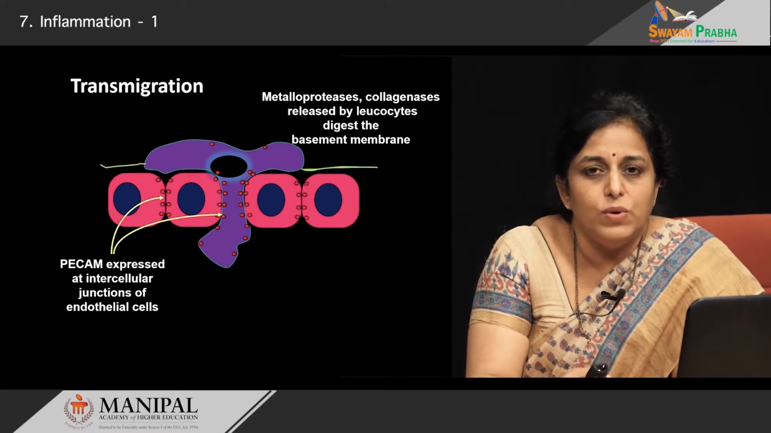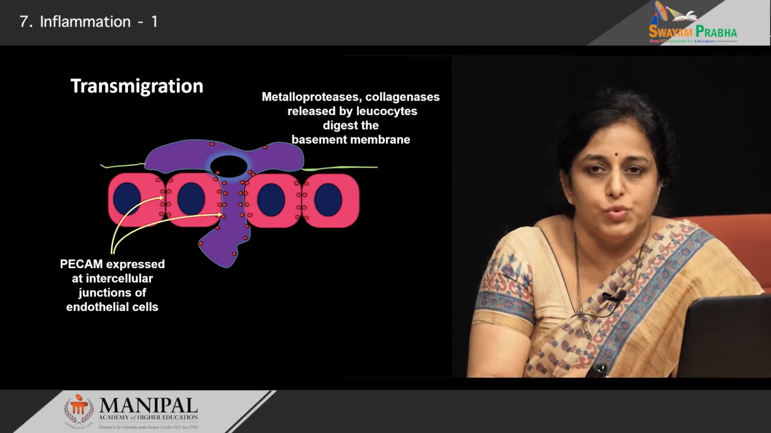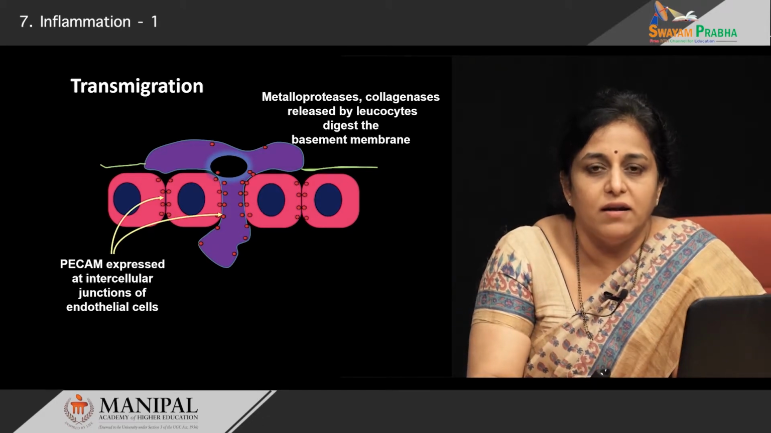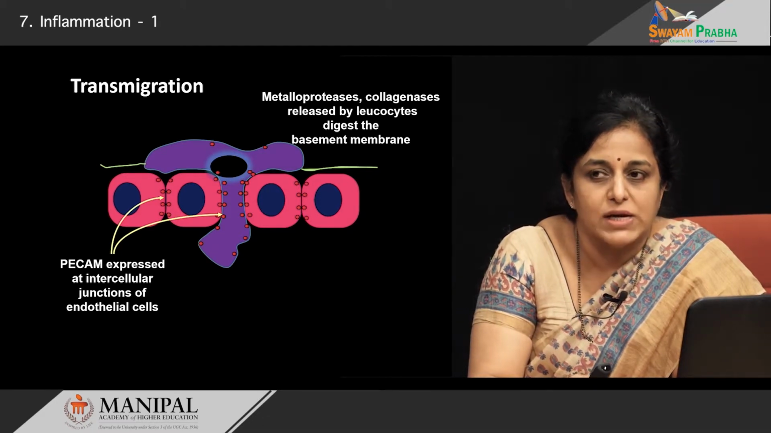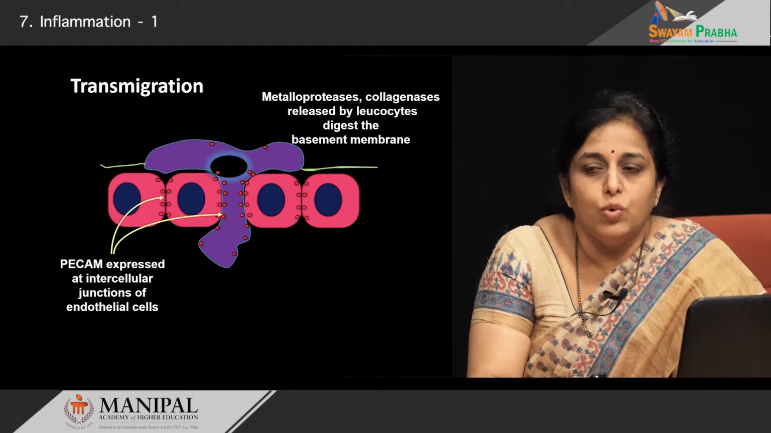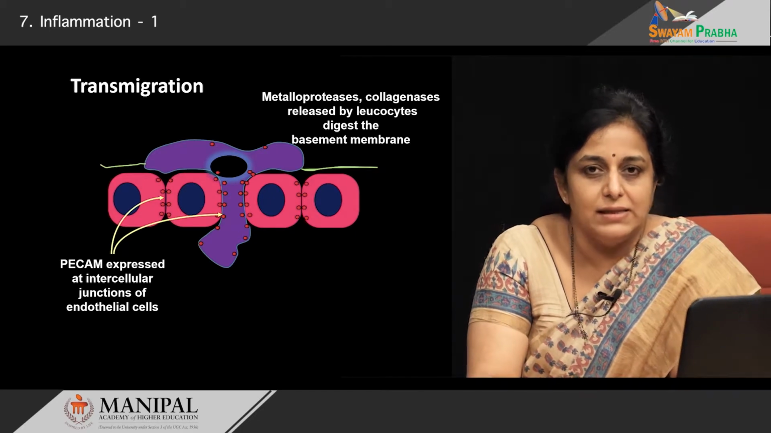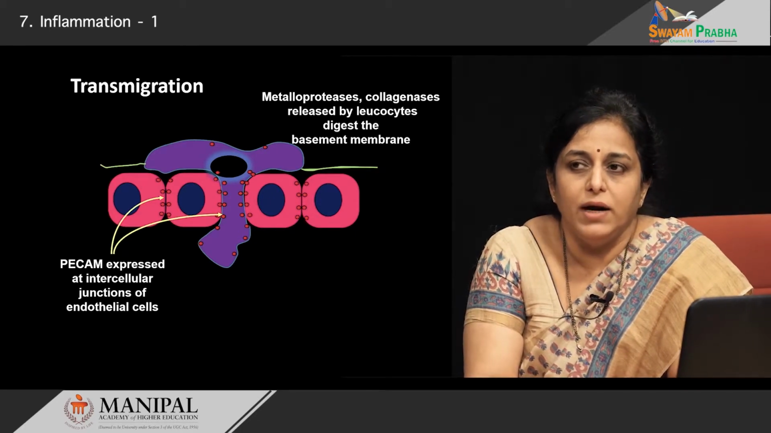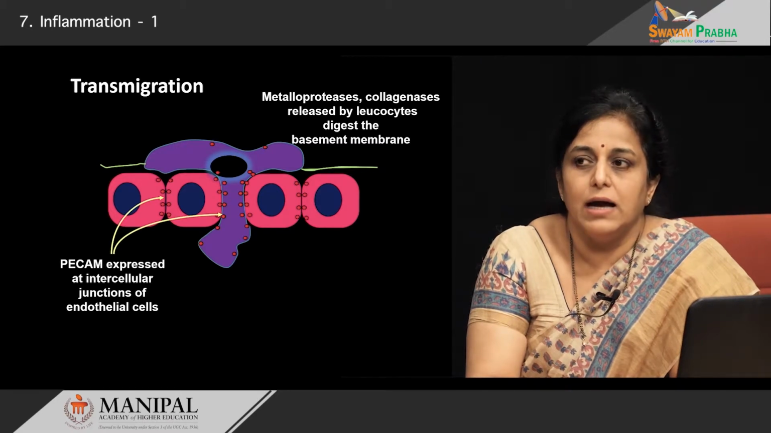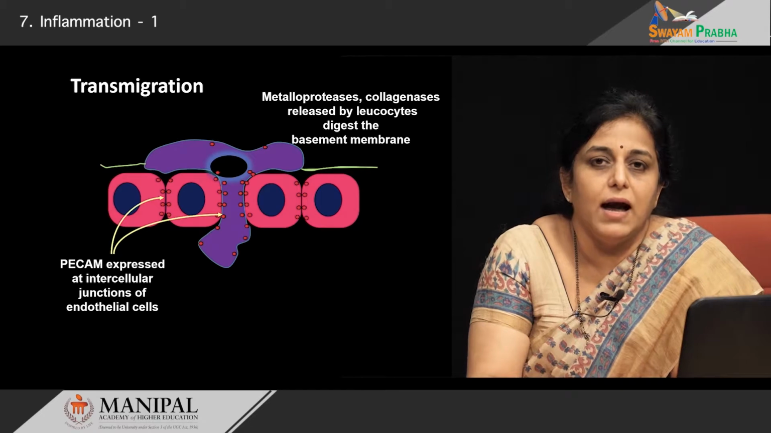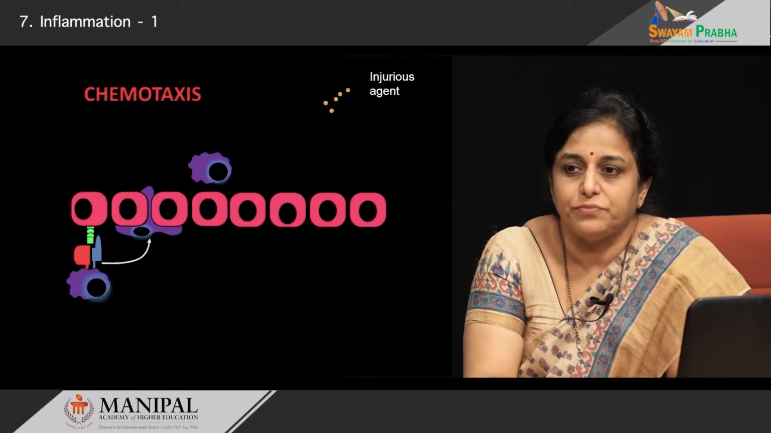Now, the blood vessels are surrounded by tough tissues. The basement membrane and the extracellular tissues are very tough and have a lot of collagen. They resist the movement of leukocytes through them. The leukocytes are able to digest this basement membrane and the extracellular tissue by producing certain enzymes, importantly metalloproteinases, collagenases, etc. So, they digest the basement membrane and the extracellular tissue.